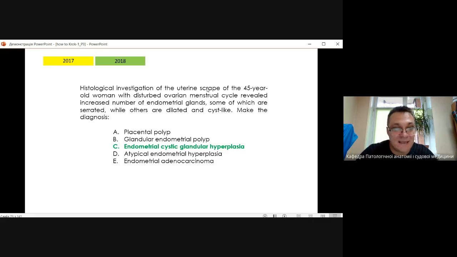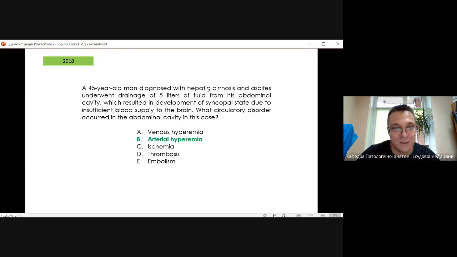Then endometrial cystic glandular hyperplasia appeared in 2 years, 2017 and 2018, and it's quite easy. We don't see any signs of atypia. We see the presence of cyst-like lesions, dilated glands of the endometrium, and normal appearance of the serrated glands. So that's not atypical, that's not the polyp, that's not the placental polyp, and that's not the carcinoma. That's only endometrial cystic glandular hyperplasia.